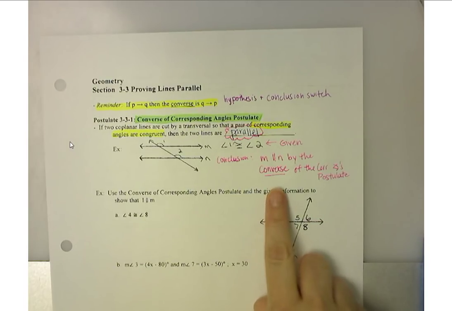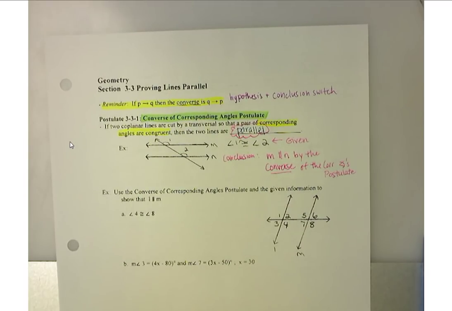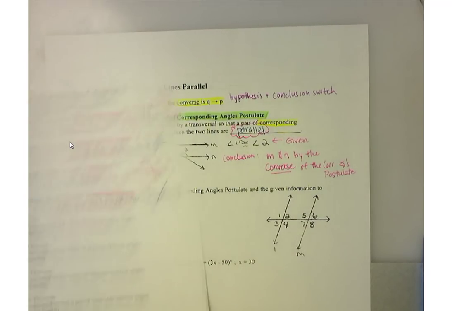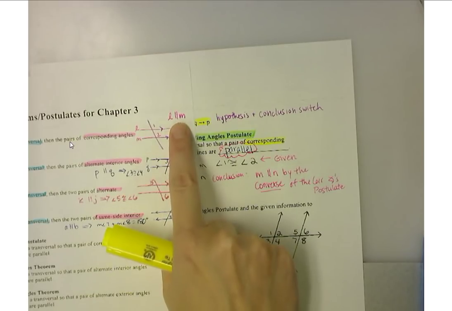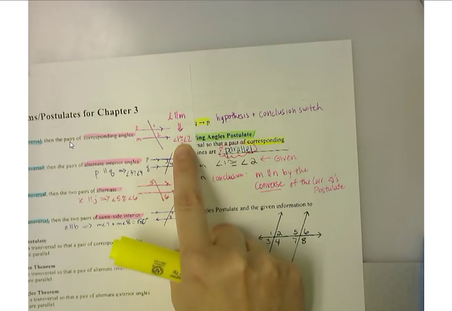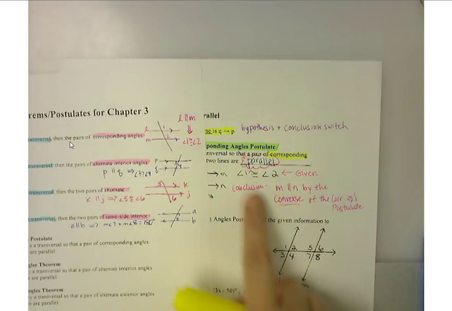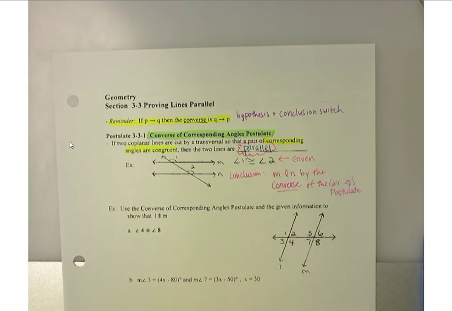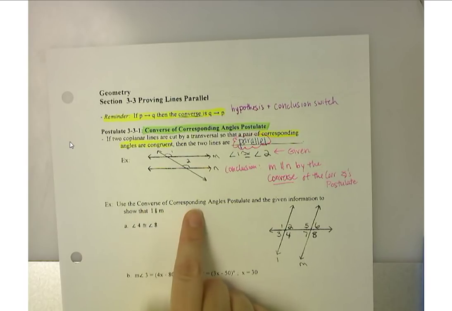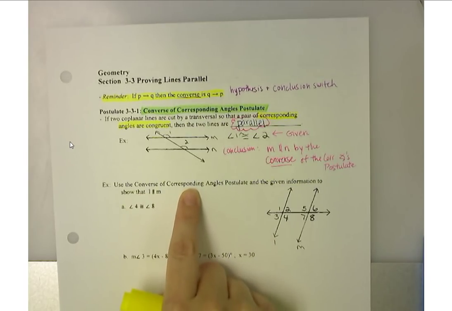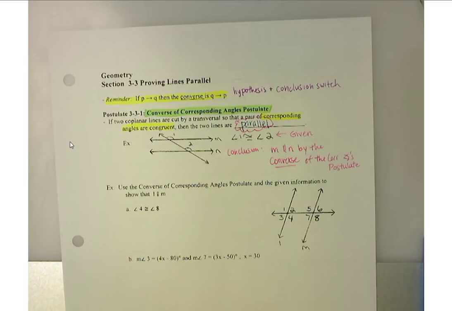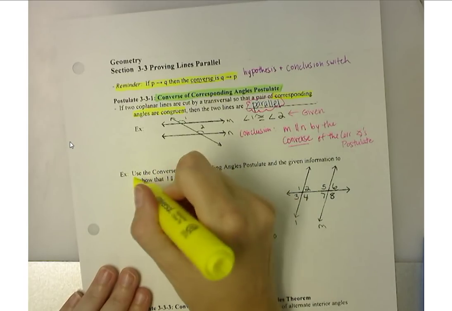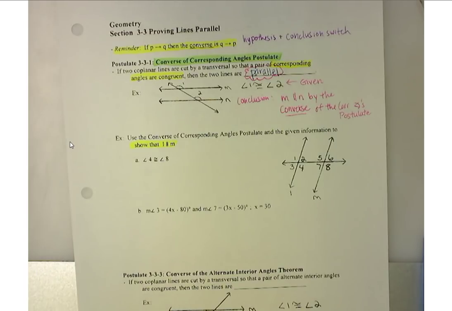Okay, so again, I want you to understand the big thing that makes these two different is here you're given parallel, you end up with the congruence. Here you're given the congruence, you're ending up with the lines are parallel. Okay, so you're proving that your two lines are parallel to each other. So if we look at our first example, it tells us that we're using the converse of the corresponding angles postulate to show that these two lines are parallel. So that's what we want to do, is show that they are parallel.